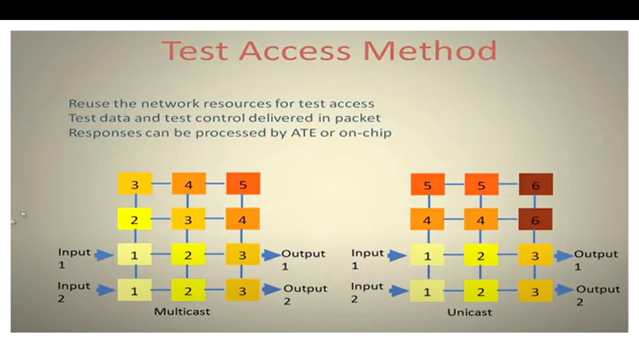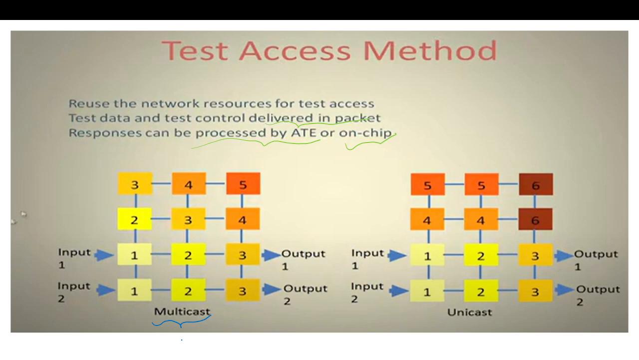Test data and test control are delivered in packets. Responses can be processed by the ATE or on-chip. So now the test data are delivered in the packet, that is from the ATE, and the responses are going to the ATE or they can be analyzed on-chip.